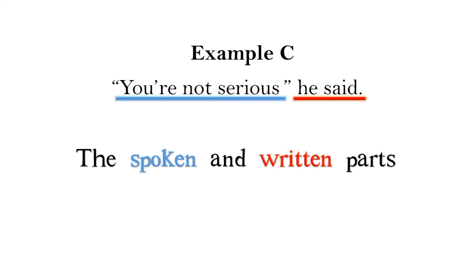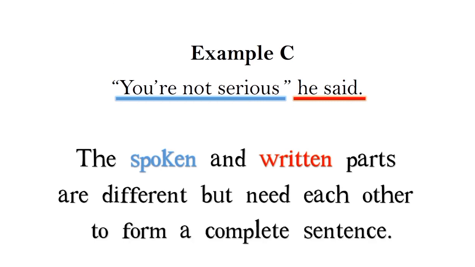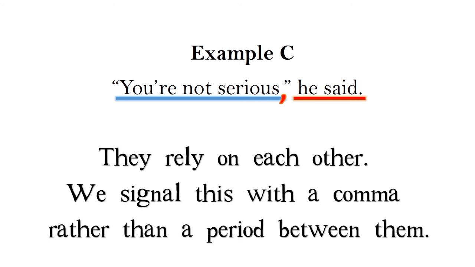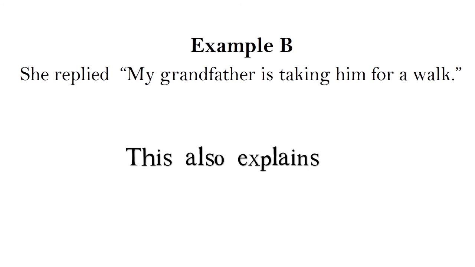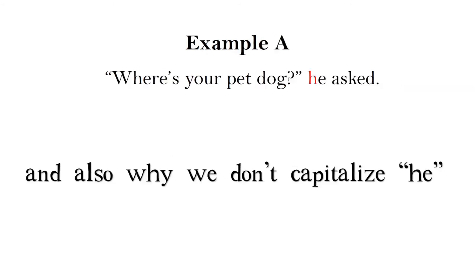The spoken, "You're not serious," and written, "he said," parts are different but need each other to form a complete sentence. They rely on each other. We signal this with a comma rather than a period between them. This also explains why we add a comma to example B after "she replied," and also why we don't capitalize "he" in example A.